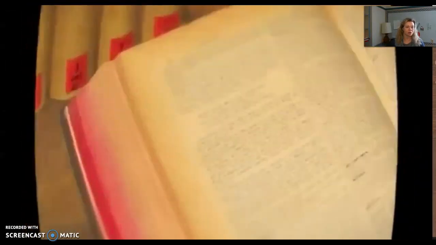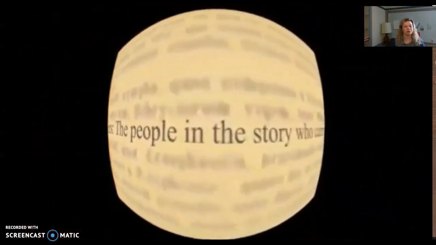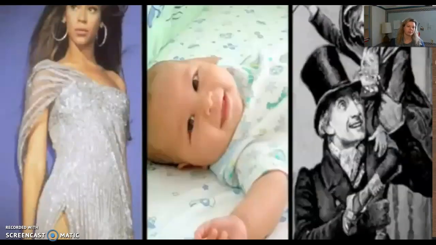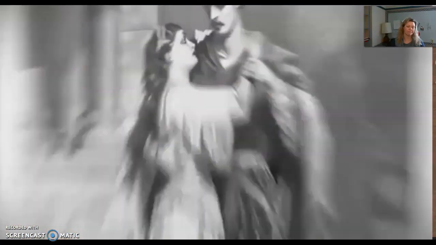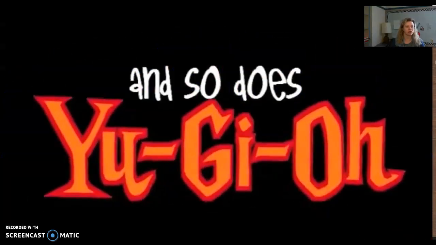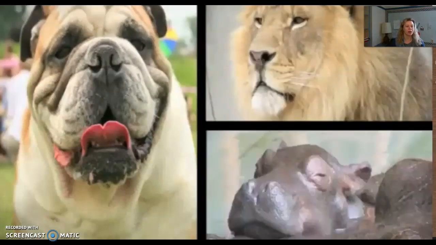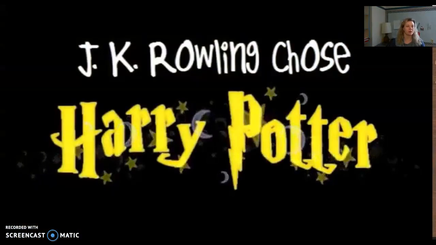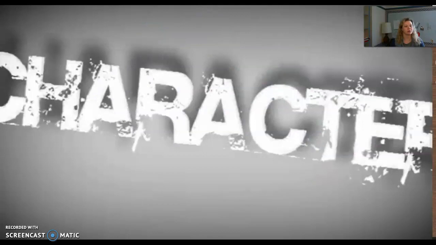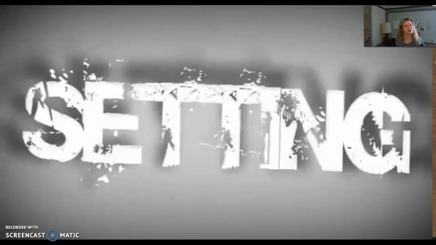Knock, knock. Oh, it's the characters, people in the story who carry out the action. Characters can be pretty tiny or clean. Characters can be silly, whiny, or mean. Jet is a character, and so is Romeo. Pokemon has characters, and so is Yu-Gi-Oh! Characters can be dogs, lions, or hippos. J.K. Rowling chose Harry Potter. Hold on. Character, conflict, setting.